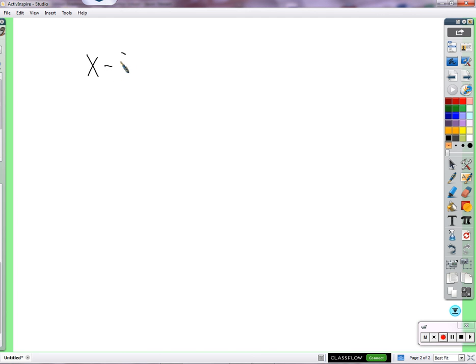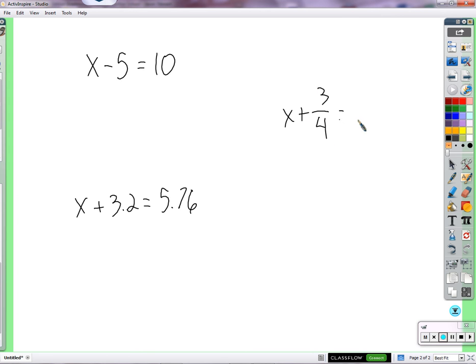X minus 5 equals 10. I want you to solve that equation. X plus 3.2 equals 5.76. And x plus 3/4 equals 5/6. Okay. Three equations. I want you to, in your notes, solve all three of those equations.